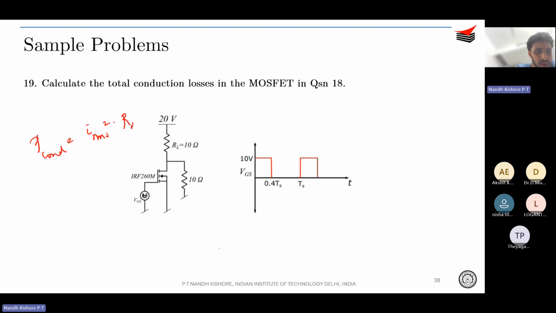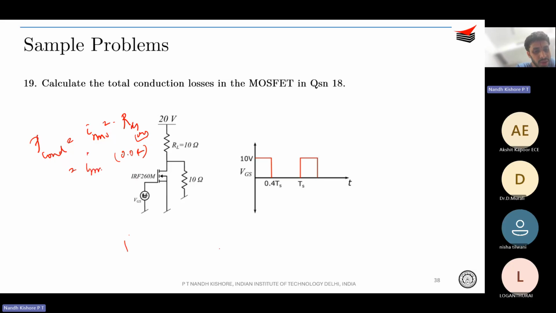I RMS square into RDS on. RDS on is given in the data sheet as 0.04, and we need to compute what is I RMS square. So what is the MOSFET current? When the MOSFET is on, you compute the current, that is 1.99 ampere. When the MOSFET is off, obviously the current is also 0. So it is basically 1.99, 0, 1.99, 0, and so on, right? So what is the IRMS of this?